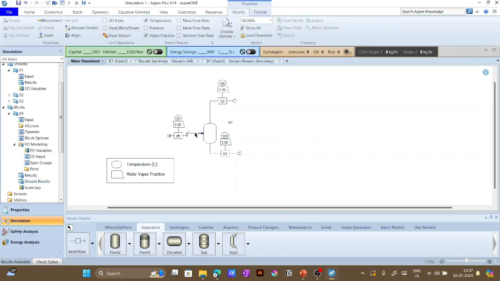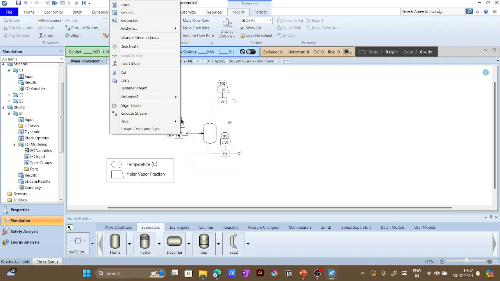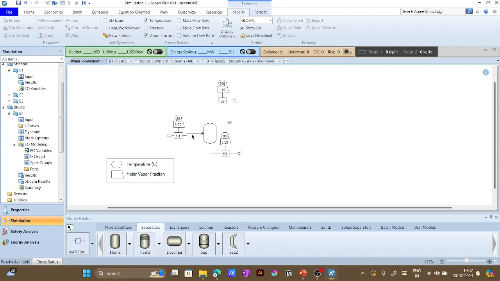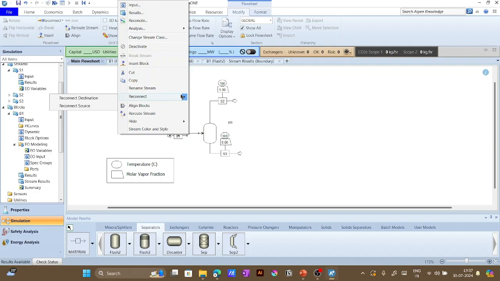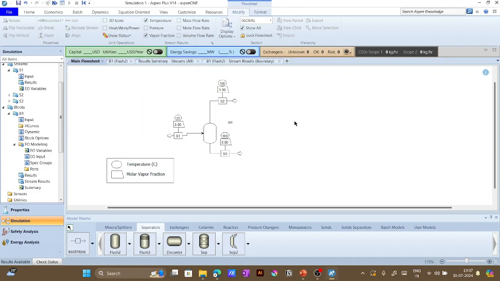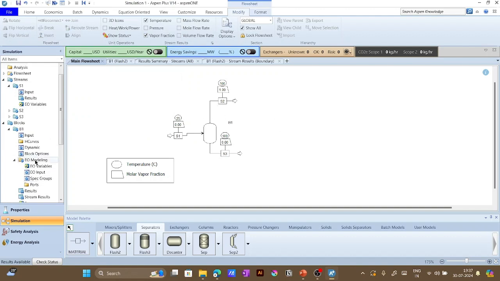You have one more option: let's say you have wrongly connected any stream, then when you right click on that stream, you have this reconnect option: reconnect to the destination, reconnect to the source. So such kinds of modifications can be done in Aspen Plus, right?